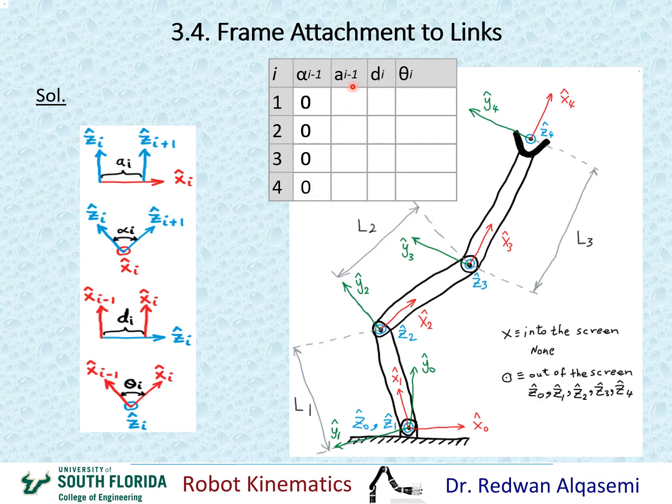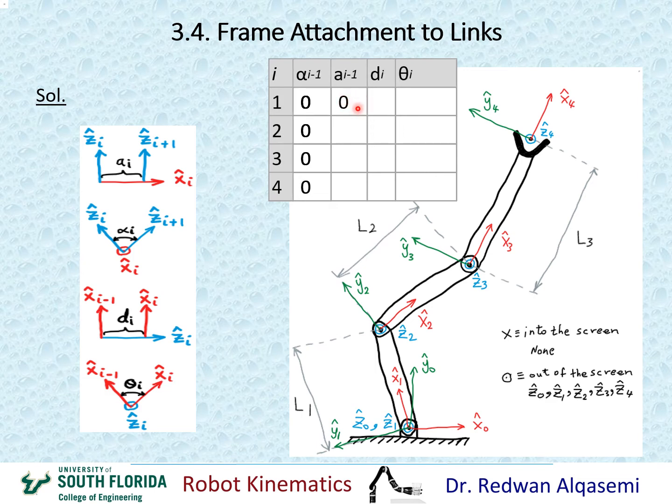Now we move on to the A column of the DH parameters table. So when i equals 1, I'm looking at A i minus 1, that would be A0. This is the chart for A. So if I'm looking at A0, I should be looking at Z0 and Z1 about X0. Okay, Z0 is right here, Z1 is right here. I'm looking at the distance between them along X0. This is X0. So obviously Z0 and Z1 are the same line. So the distance between them along X0 is 0. That means A0 here equals 0.